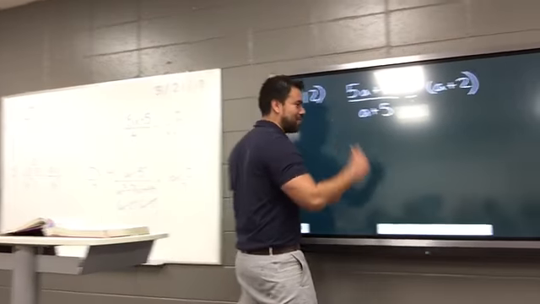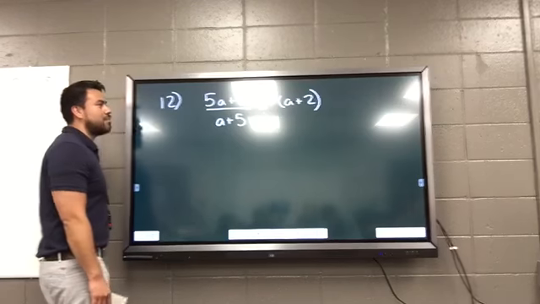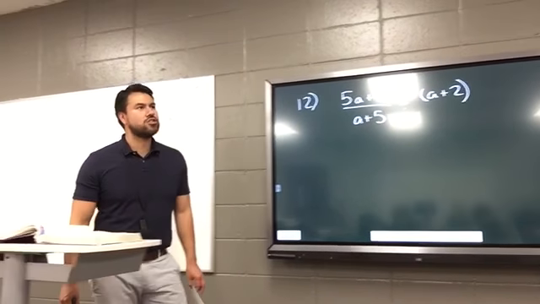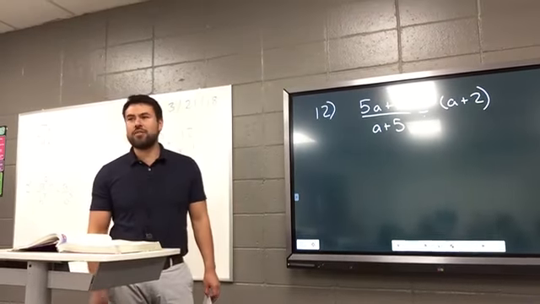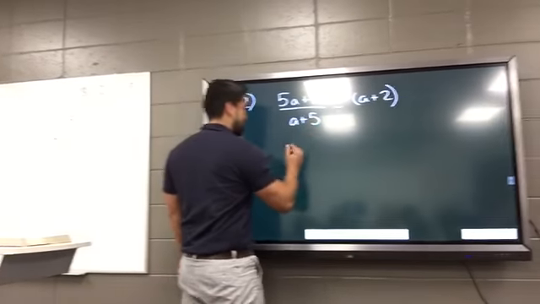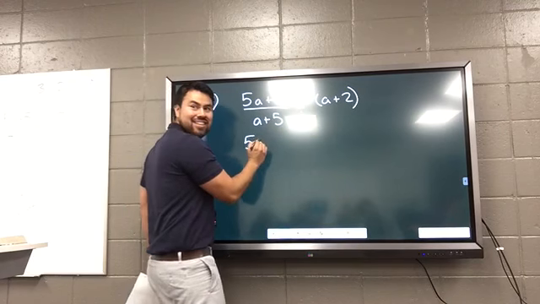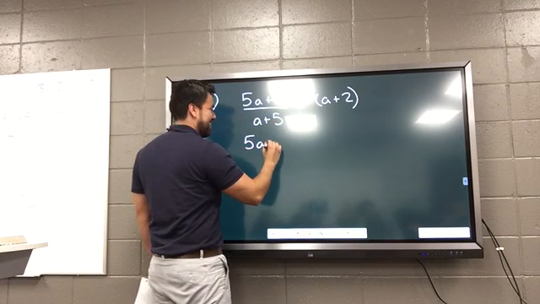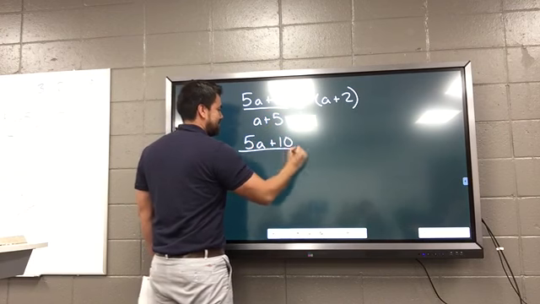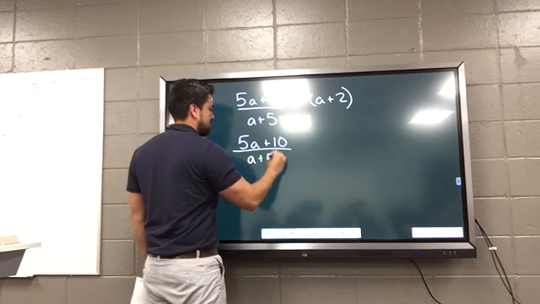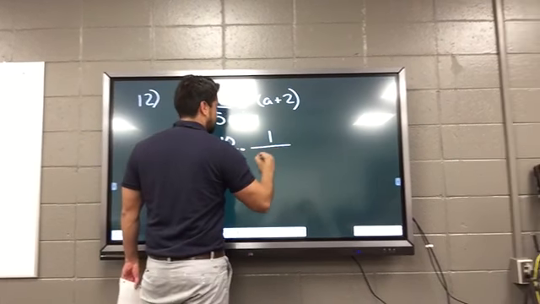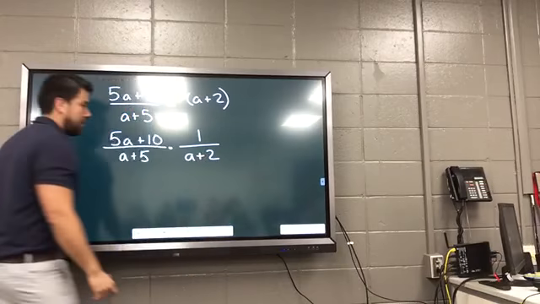That's why I instantly lost 10 pounds last year because of that. Instantly, boom, goodbye. Okay, can somebody rewrite this with state change flip? Vivian, state change flip on this. Yeah, go ahead. 5a plus 10 over a plus 5 times 1 over a plus 6. Okay.